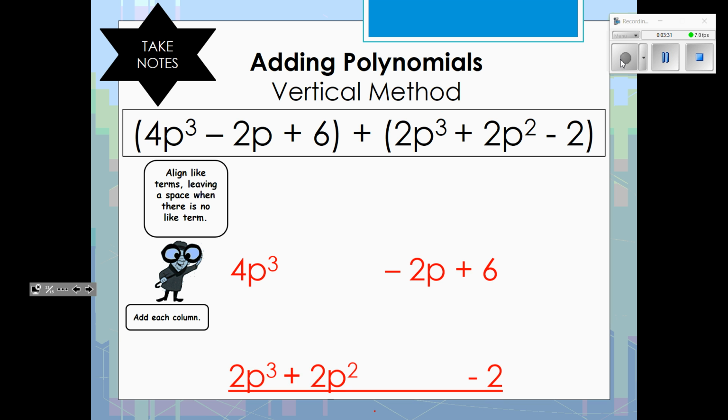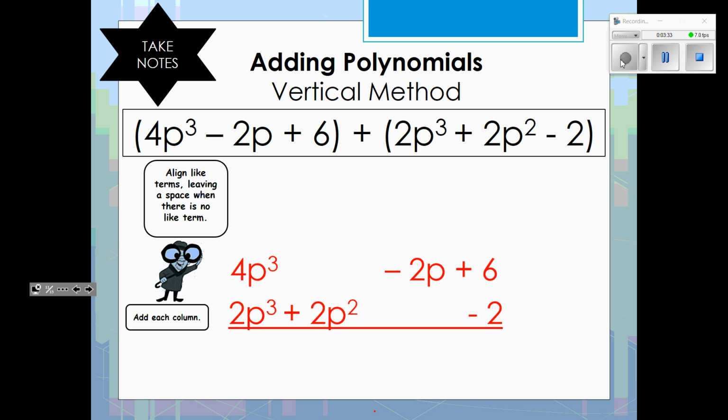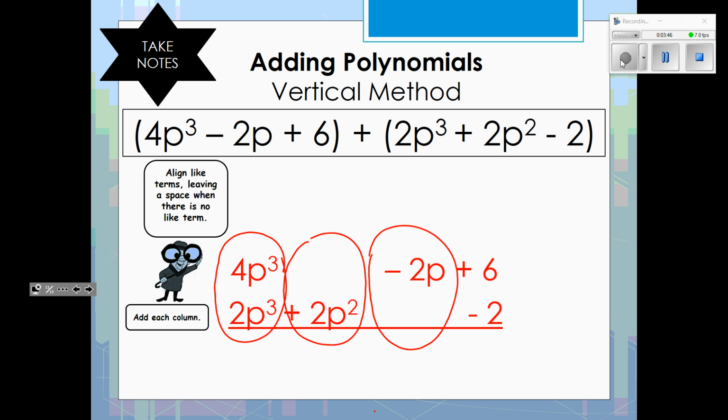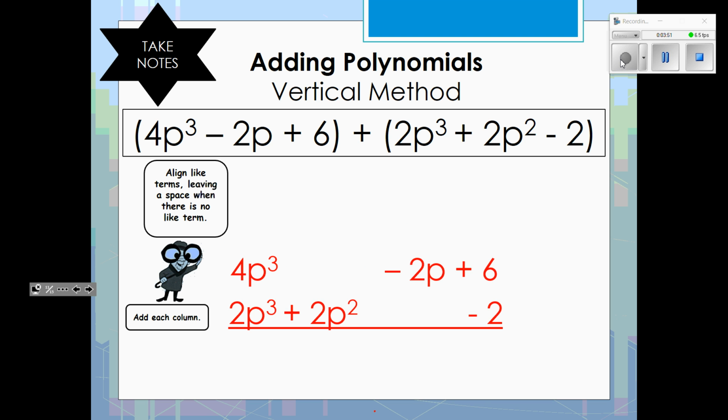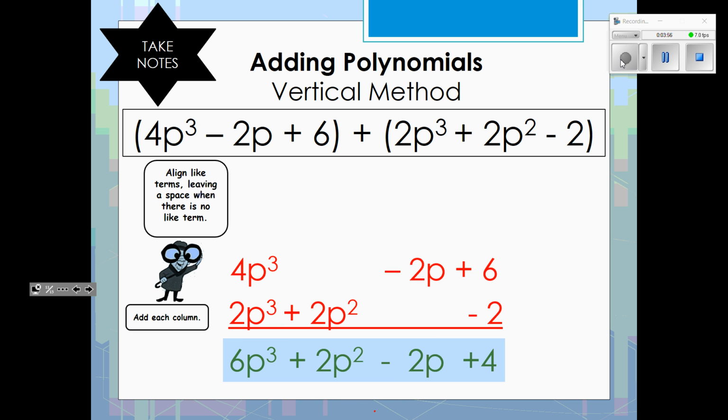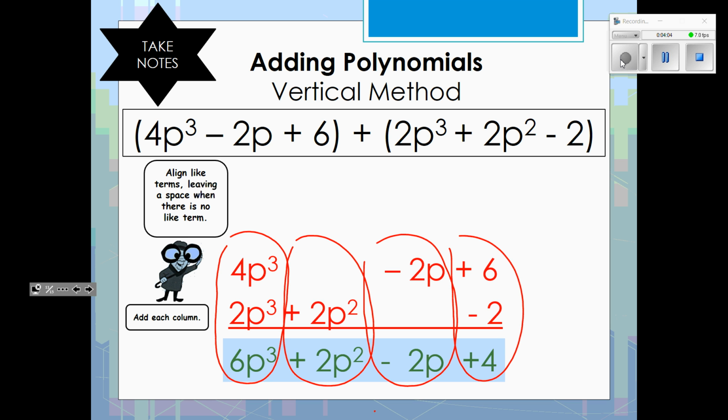Then I take the second polynomial and I'm just going to stack it underneath where the like terms are. So I took the p cubed and I stacked it under the p cubed. I put the p squared underneath the space where there was not a p squared. Here's where the p terms would go, but there's not one in the second term. Notice this is just an organizational way of lining up the like terms, and now you just add down the columns. And when you do that, you have 6p cubed plus 2p squared minus 2p plus 4. So it's just a way to organize it so that you can combine your like terms.